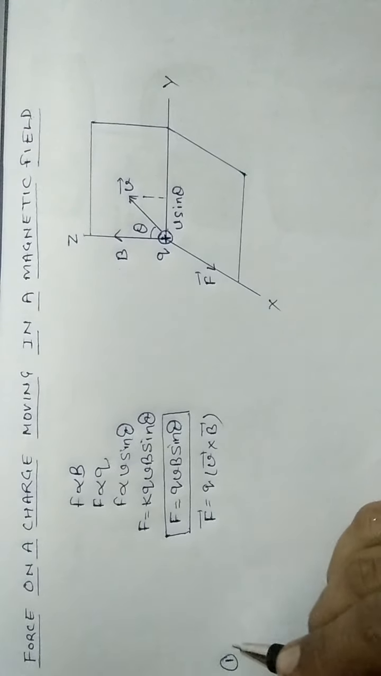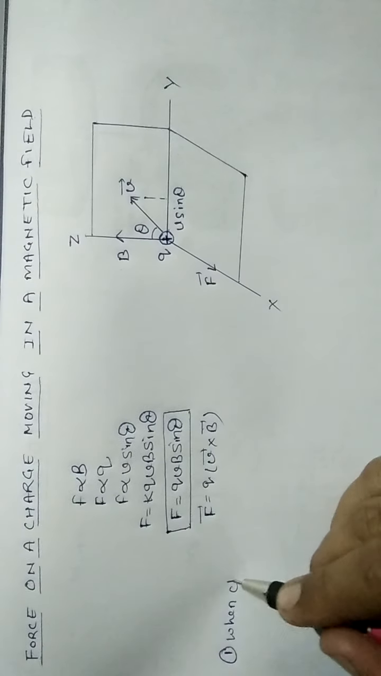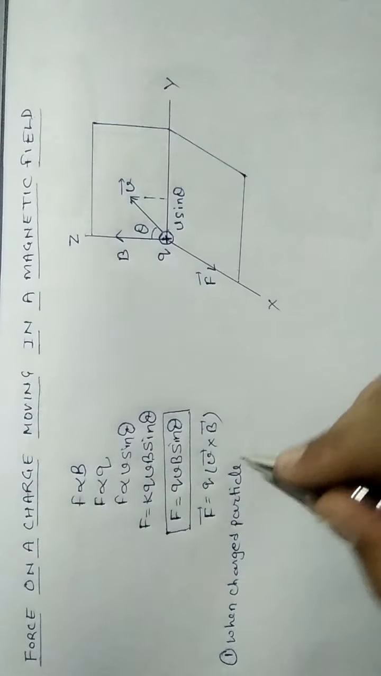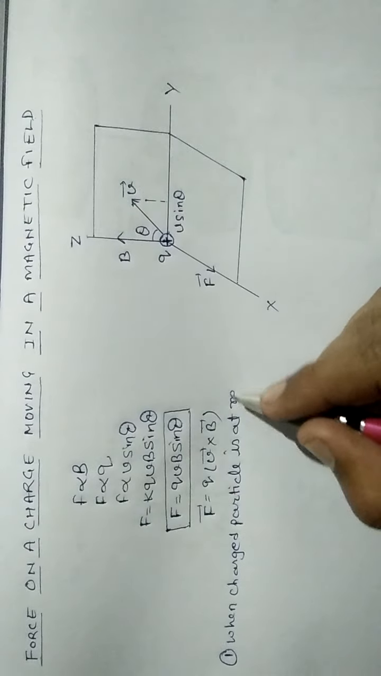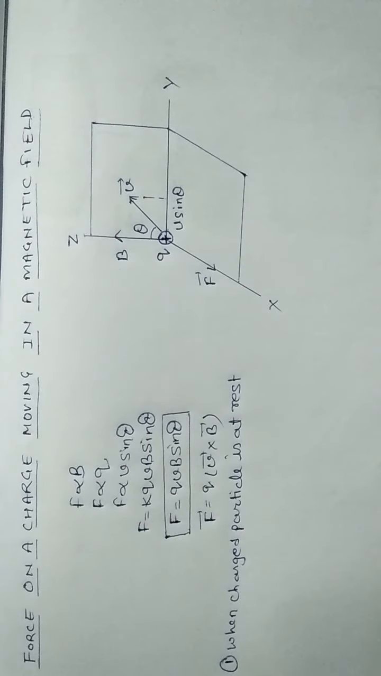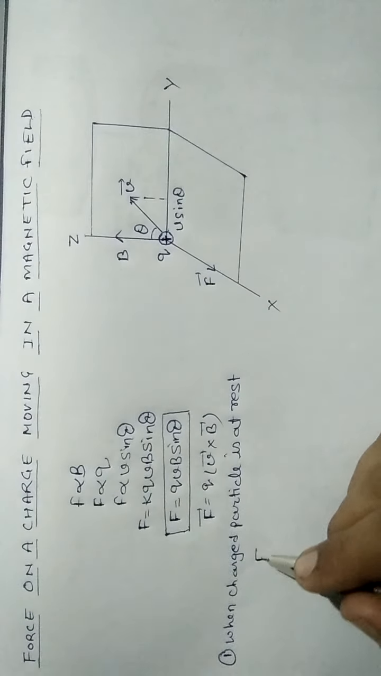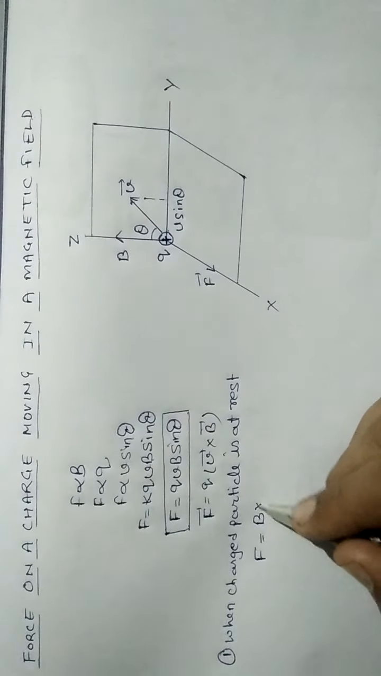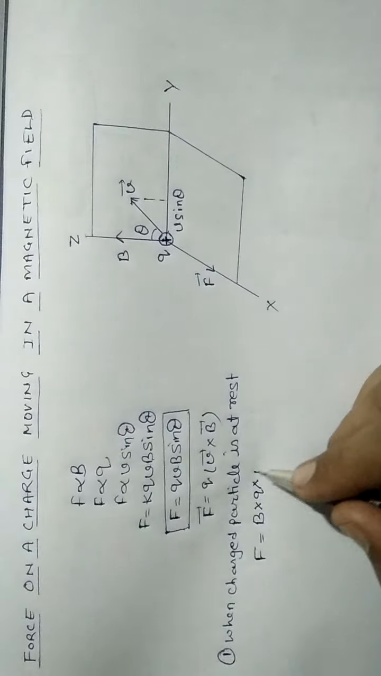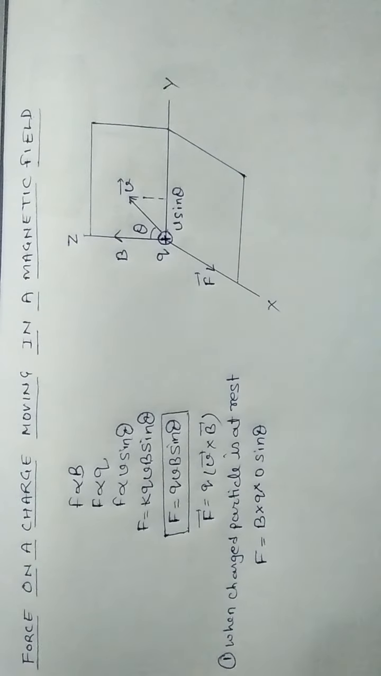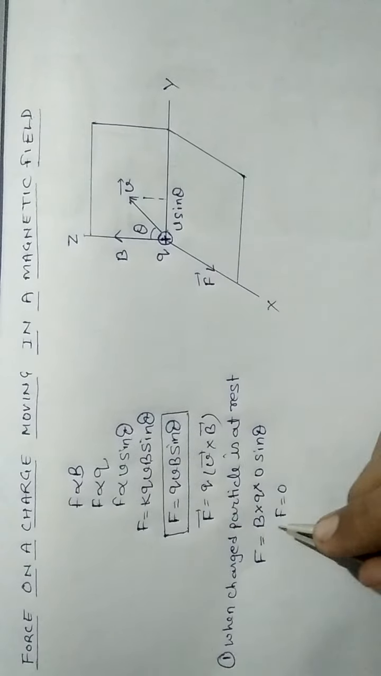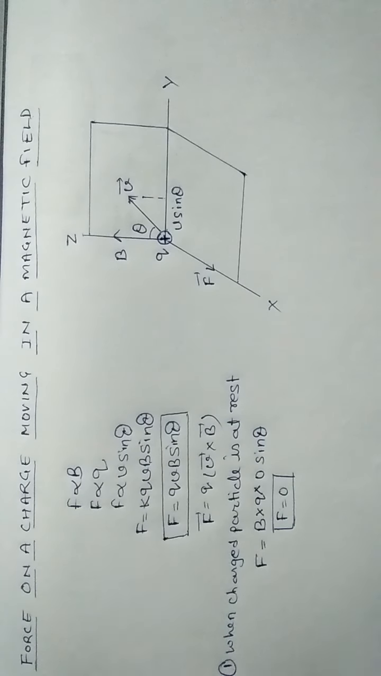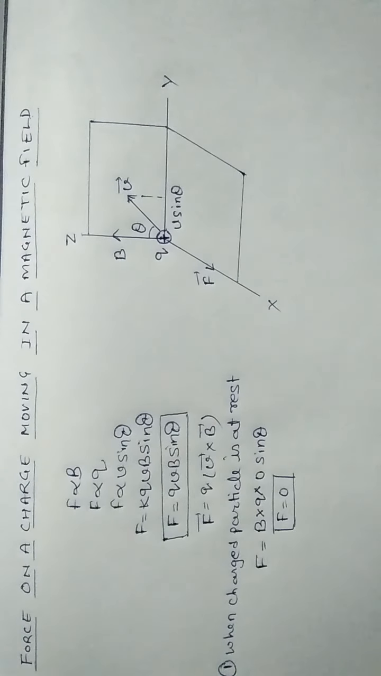First, when the charged particle is at rest, meaning it is not moving in the magnetic field, then the force experienced will be F is equal to B into Q into 0 sine theta, which will be equal to 0. In this case, F will be 0. This means that a stationary charge does not experience any force due to the magnetic field.